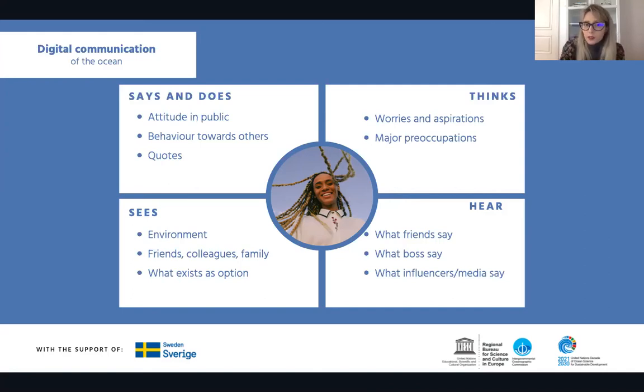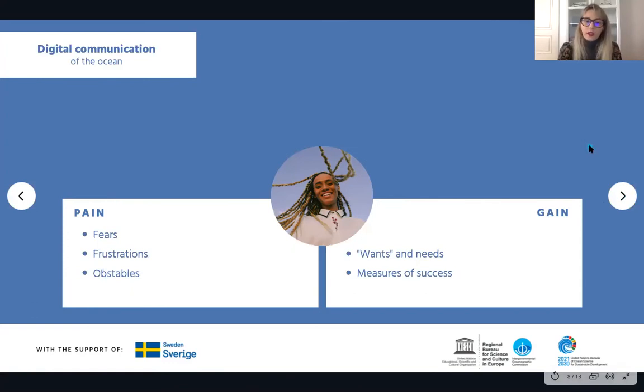And then what this person sees: she sees pollution on the waters, she wants to clean, she sees friends, colleagues, and family, everyone using plastic around her. What exists as an option? She also wants to see the options for plastic, for example. And then your content can come and bring those answers for this person. And then, of course, you have to understand the pains and gains of this person and how your content can bring that as well.